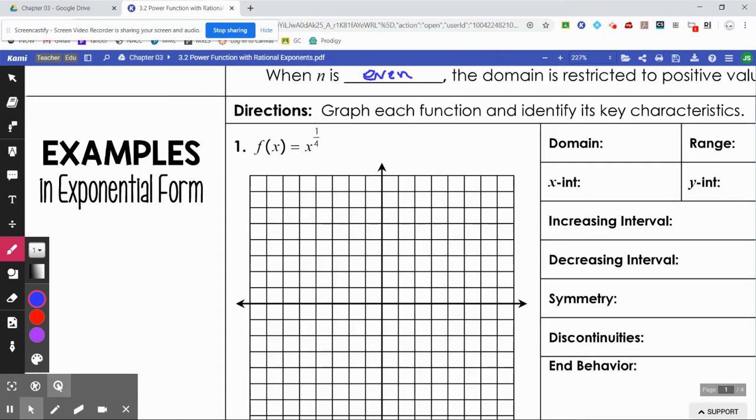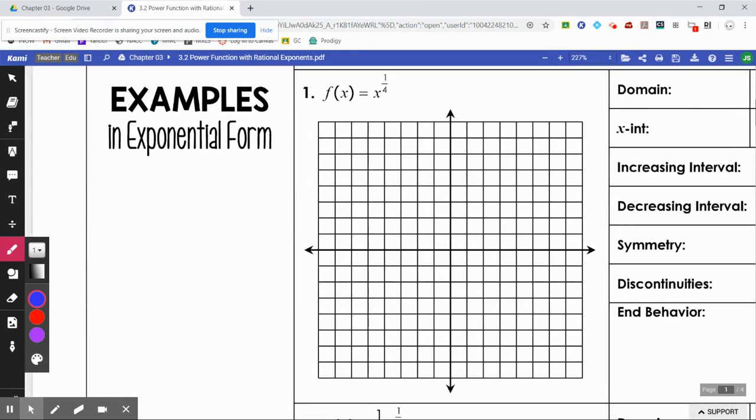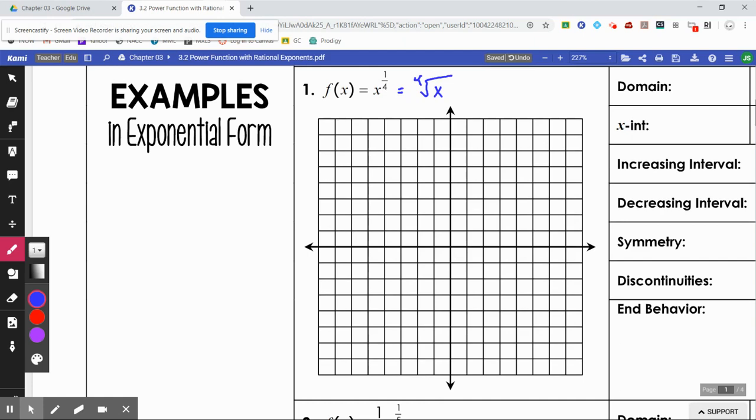So again, examples. Number one, we're asked to graph these and identify its key characteristics. Since it is a fourth root, again, this is the fourth root of x to the first power, remember that you can only find the fourth root of positive values. So therefore, there will be nothing to the left of your y-axis for this graph.